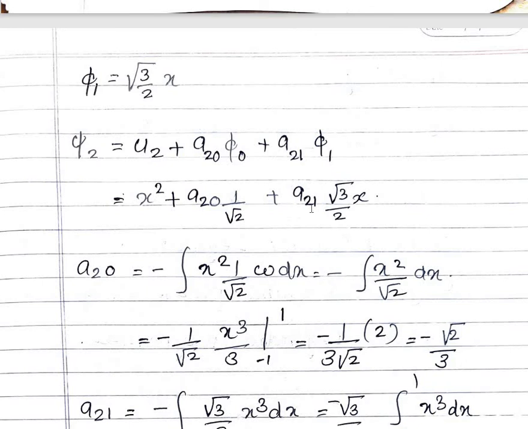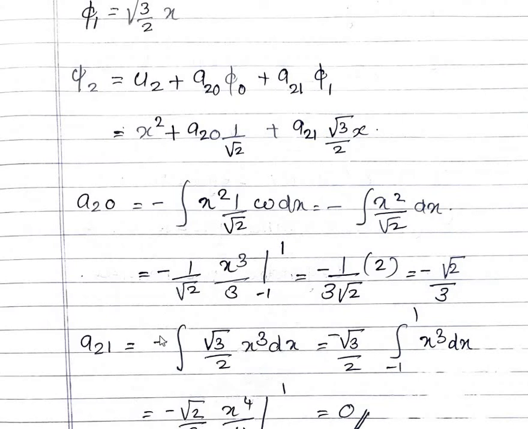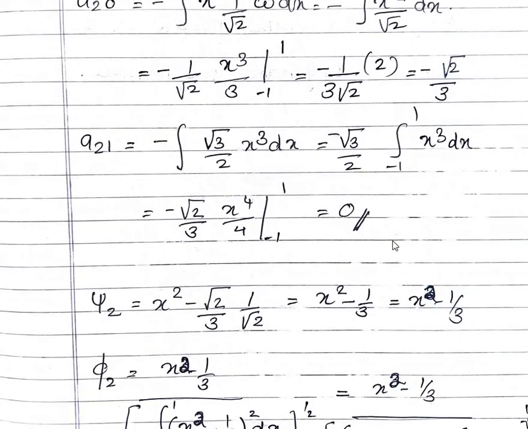Again, a21 can be found out. a21 is given by minus integral u2 phi 1 w dx. What is u2? u2 is x square. What is phi 1? This is square root of 3 by 2 into x. When we multiply these, we get square root of 3 by 2 x cube dx between the limits minus 1 to 1. When we do this integration, we get the value as 0.